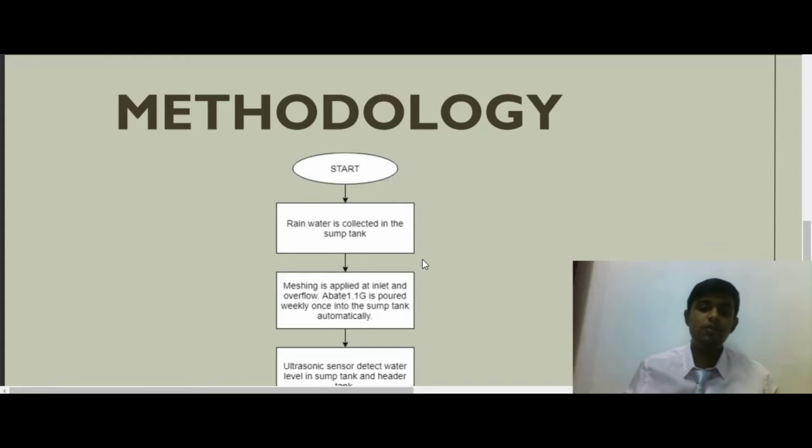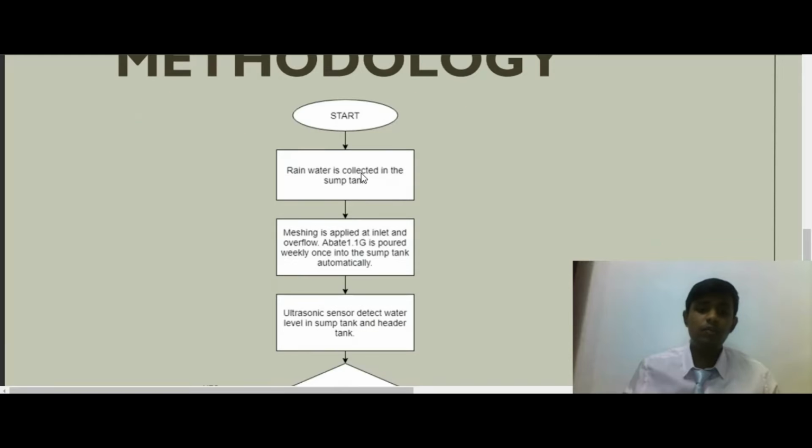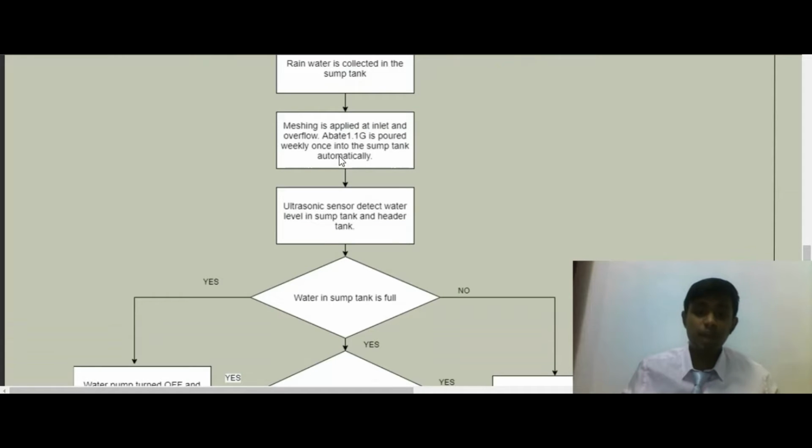Below here is the flowchart of my project. My project starts when the rainwater is collected in the sump tank. Once rainwater is collected, meshing will be applied at the inlet and overflow, and Abate 1.1 G is poured into the sump tank automatically, once weekly. This is the process done as the vector control method.